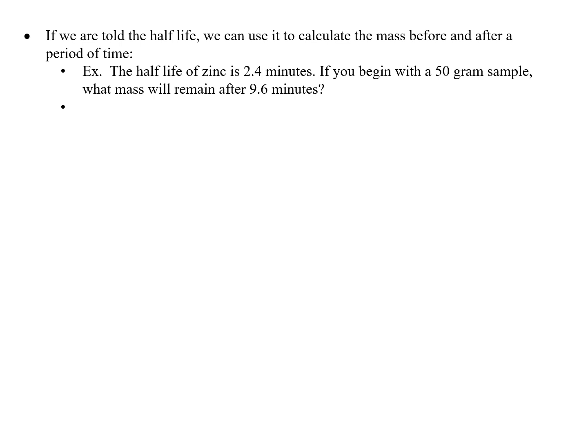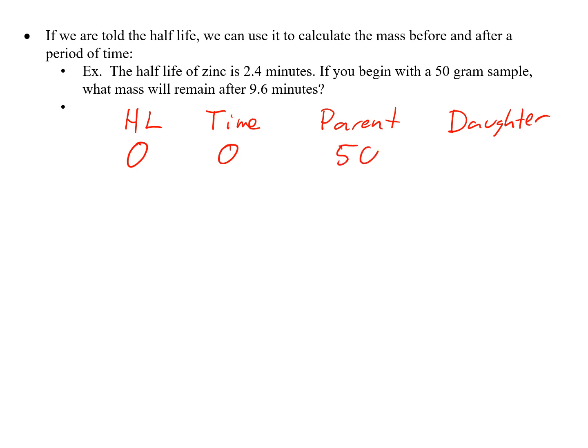So in all half-life questions, I like to make a table. I like to write the half-life, maybe the time, and maybe the parent, and maybe the daughter. Sometimes I don't write all of these, but for this first example, I'm going to write everything. So we always start off with 0 half-lives is 0 time. It says that we start with a 50-gram sample, so we're going to write 50 for the parent. And that means we have 0 daughter.